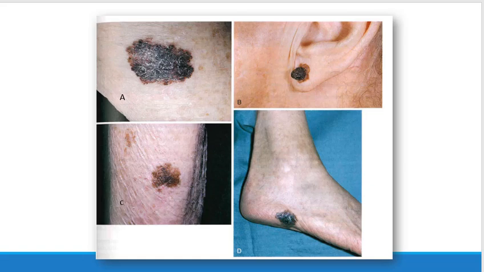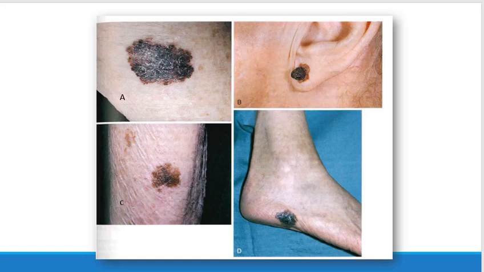C is a lentigo maligna. It looks like a large freckle with irregular border and varied pigmentation. And then D is acral lentiginous melanoma. It's a flat lesion with dark brown portions with raised bumpy areas.